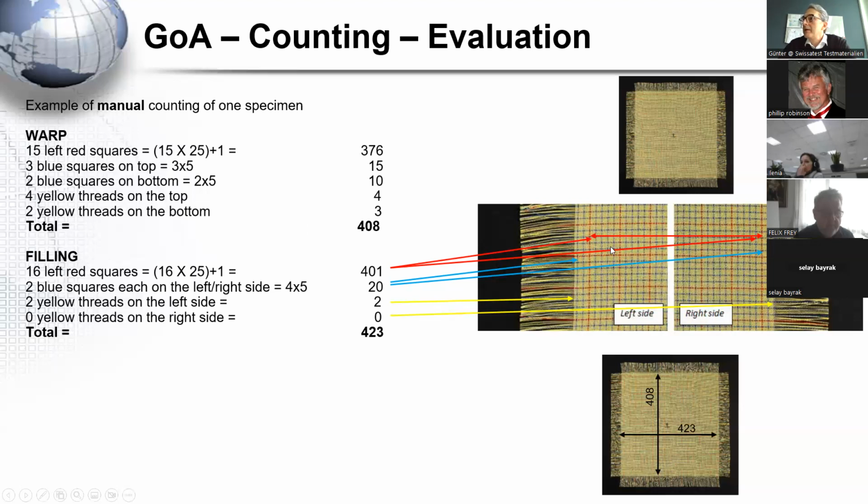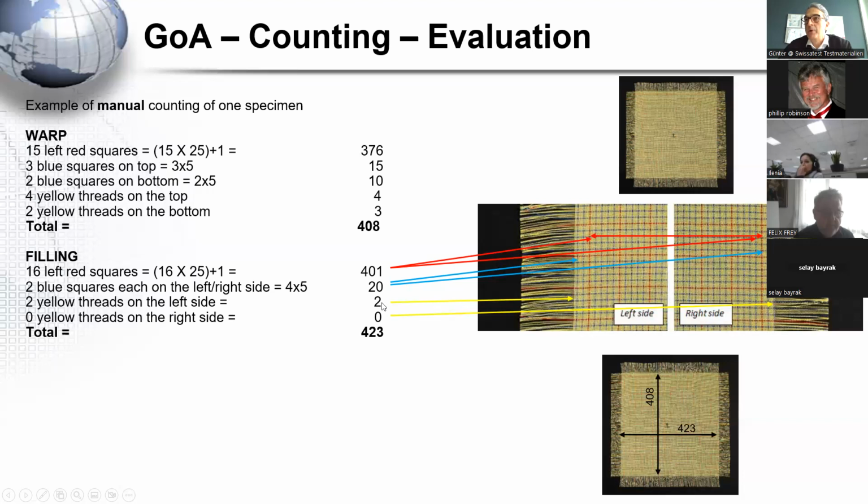In the filling, means in the left side, the same. Also pictures out of the CD2. It's very well explained there. 16 left red squares means 16 times 25 plus 1. 2 blue on the left and on the right side. 2 yellow threads on the left side and 0 yellow threads on the right, makes a total of 423.